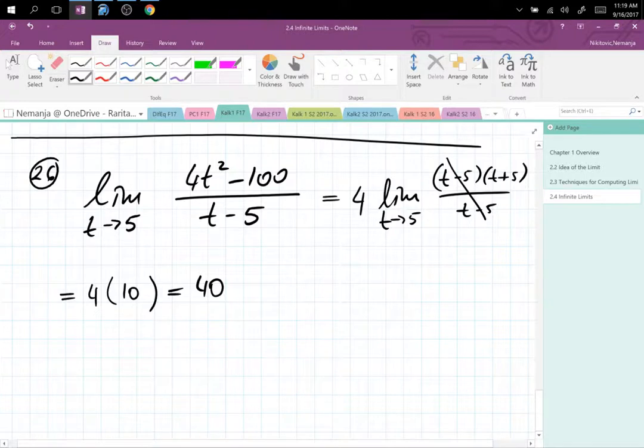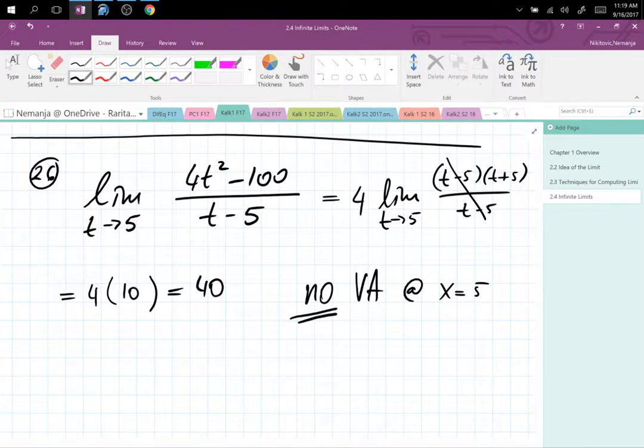Now, the question was clear. Find the limit at 5. And your answer is 40. Do we have a vertical asymptote at 5? No. No VA at x equals 5. Now, I can extend this question and say, okay, no vertical asymptote at 5. Is there another location, possibly, where we have a vertical asymptote?